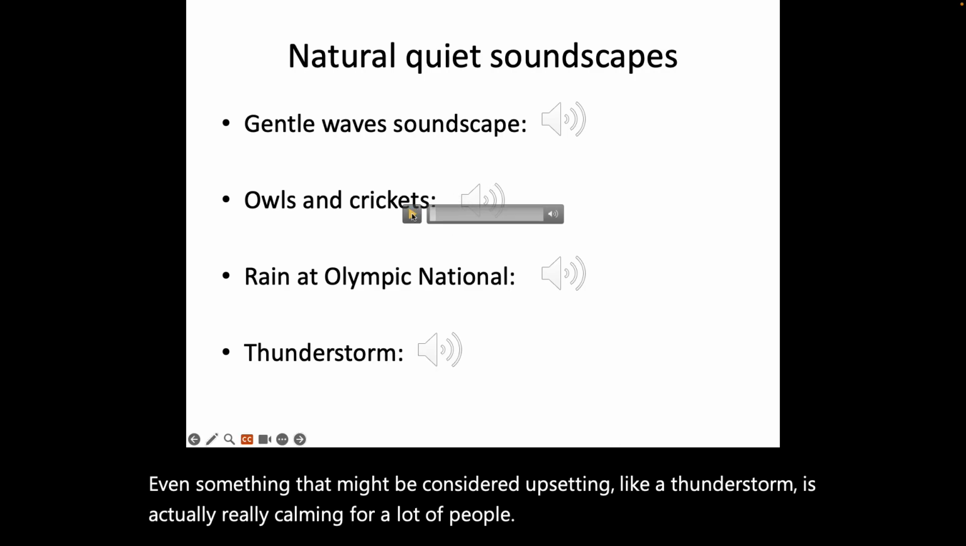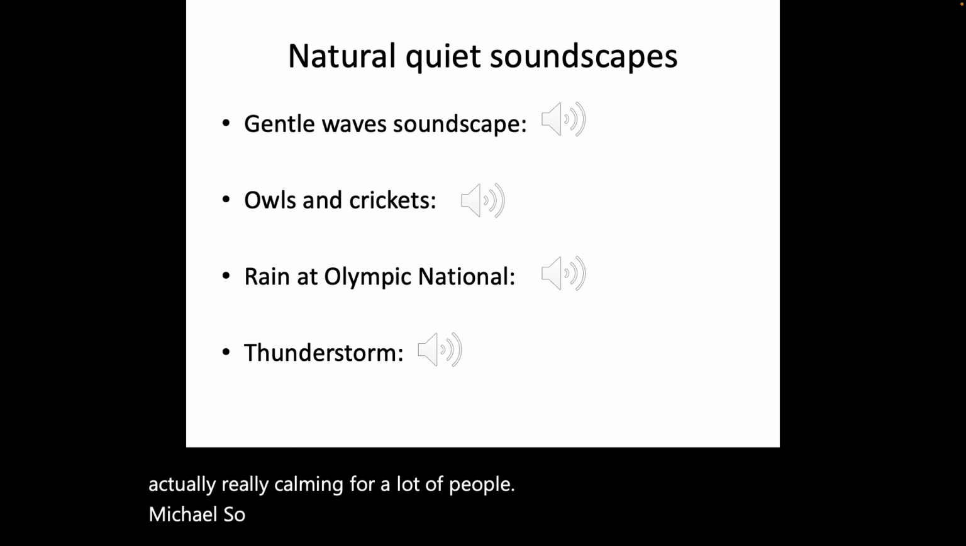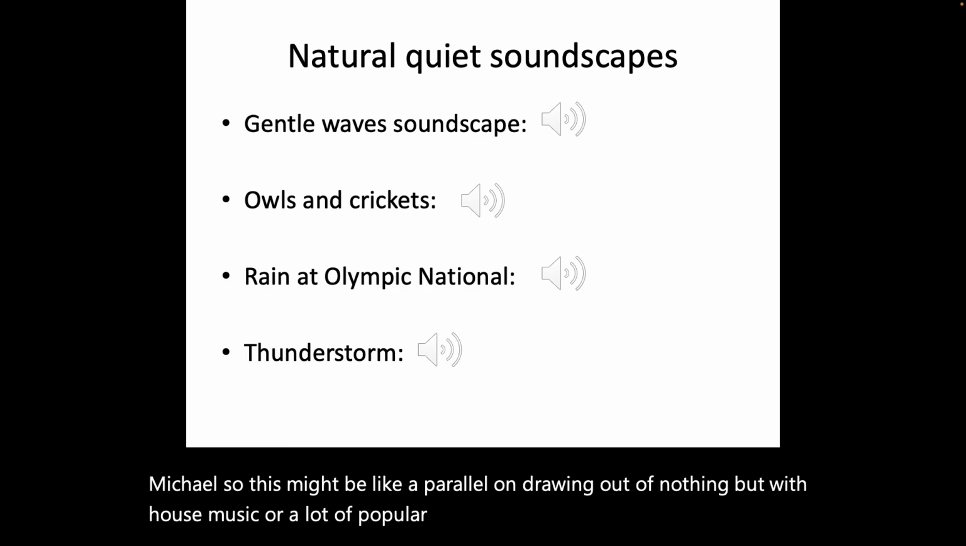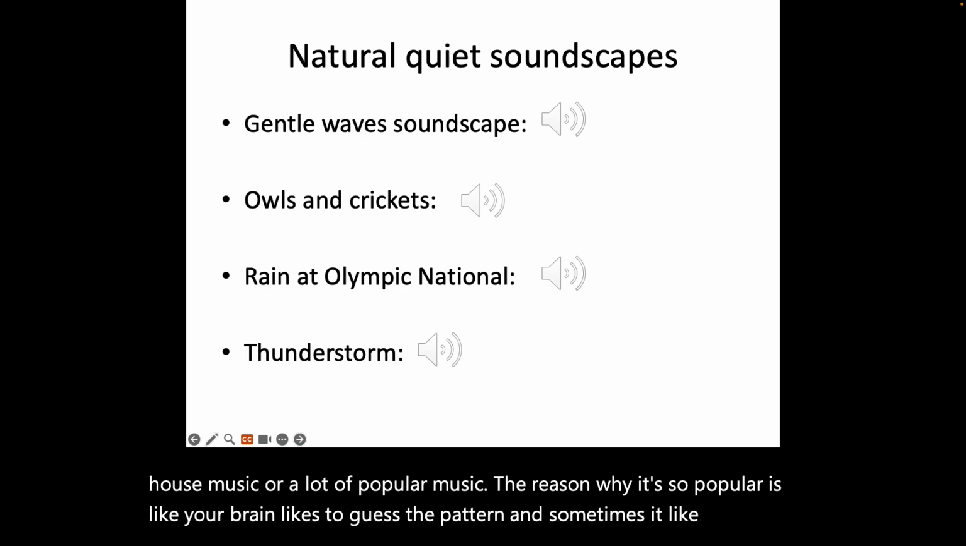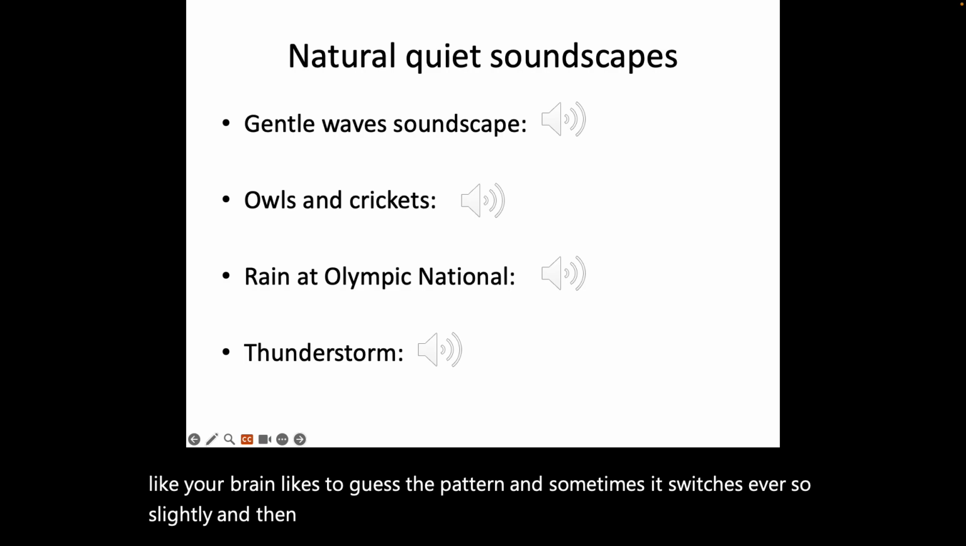Michael: So, this might be like a parallel I'm drawing out of nothing, but with house music or a lot of popular music, the reason why it's so popular is because your brain likes to guess the pattern, and sometimes it switches ever so slightly, and then when it gets it correct, you get like a serotonin or dopamine boost or something like that.